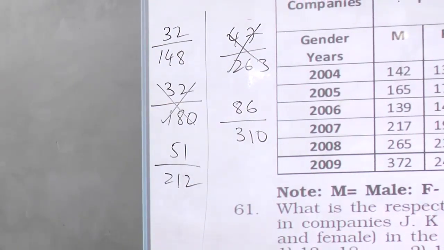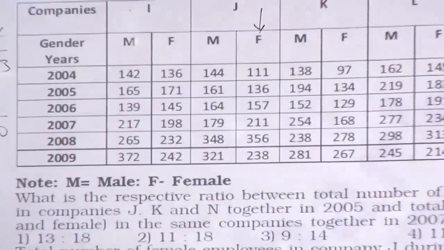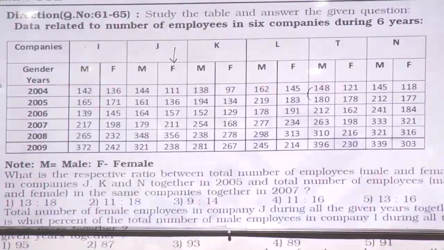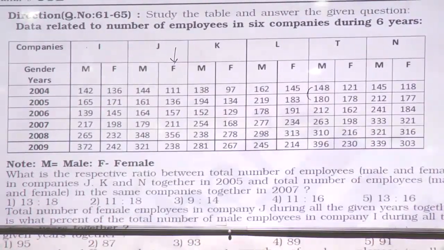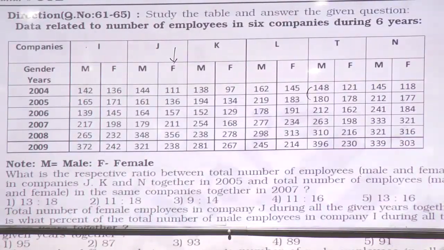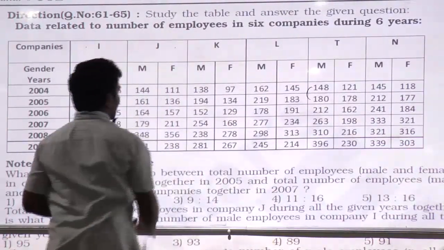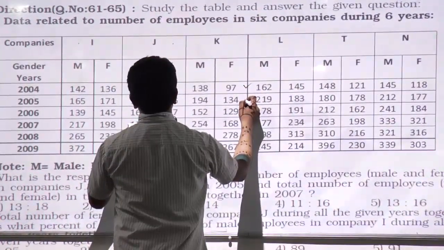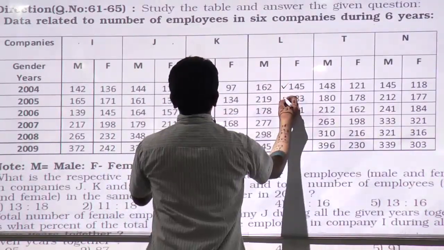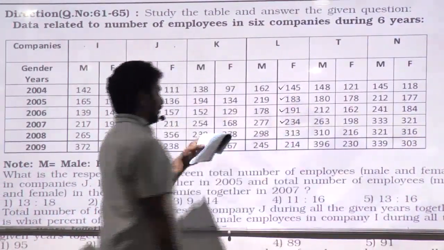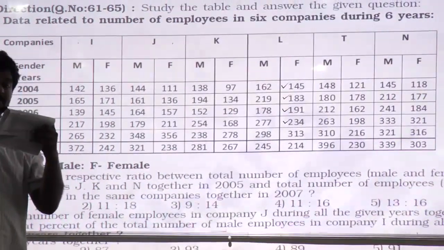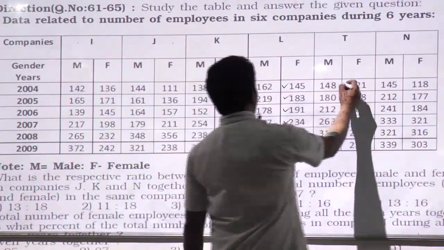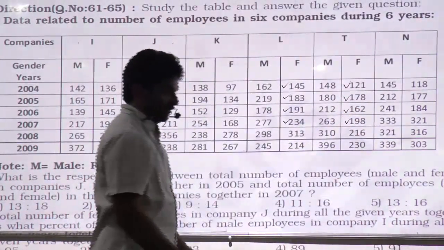65. Total number of female employees in company L in 2004, 5, 6, 7. Company L total employees. 2004 female. Okay. 4, 5, 6, 7 together is what percent more than total number of female employees in company T in the same year? Company T in the same year, what percent more they said? Correct? So you need to add everything, no other option.